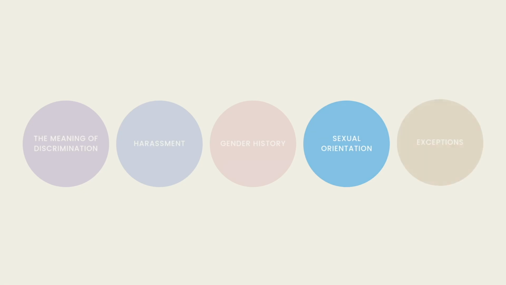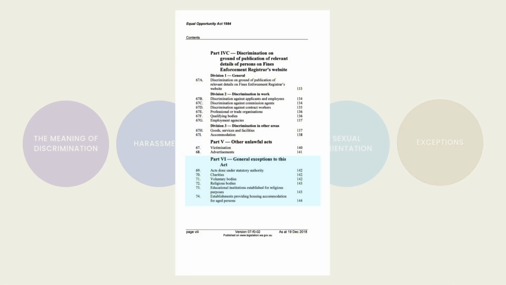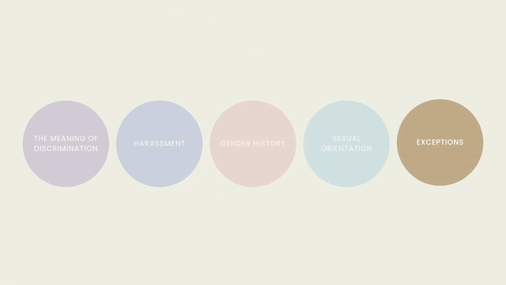General exceptions are contained in Part 6 of the Act, which relate to acts done under statutory authority, charities, voluntary bodies, religious bodies, educational institutions established for religious purposes, and establishments providing housing accommodation for aged persons. There are also exceptions that are specific to certain parts and provisions of the Act, and it is important to check each provision carefully.